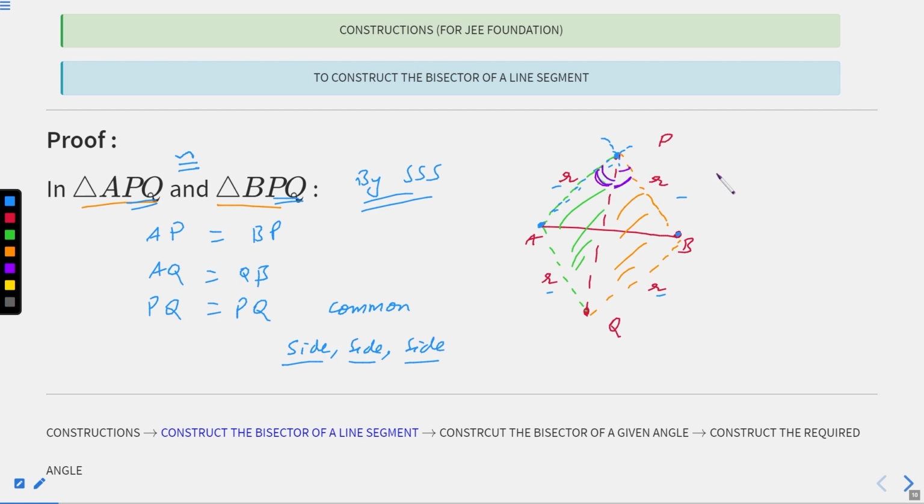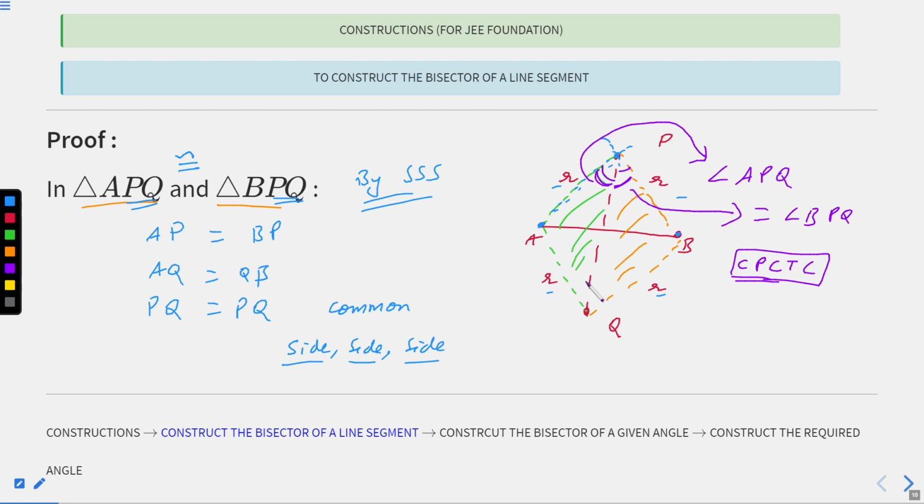So now we can easily say that this angle is equal to this. The angle APQ is equal to angle BPQ, because corresponding parts of congruent triangles are congruent, by CPCTC. So this angle is APQ and this angle is BPQ. Both are equal.